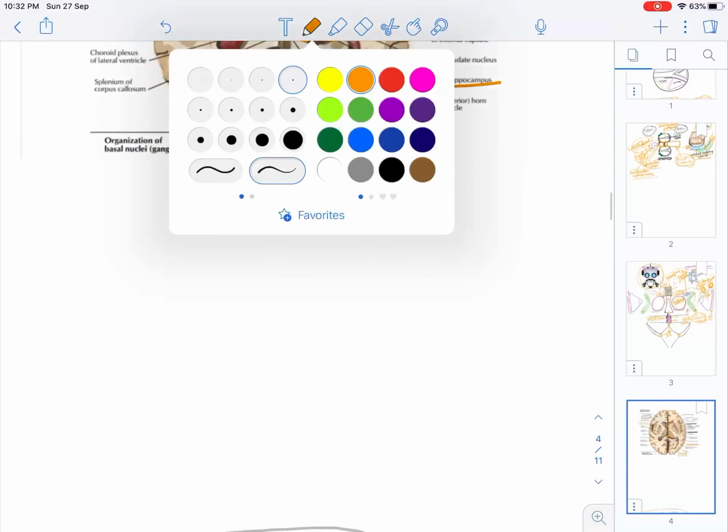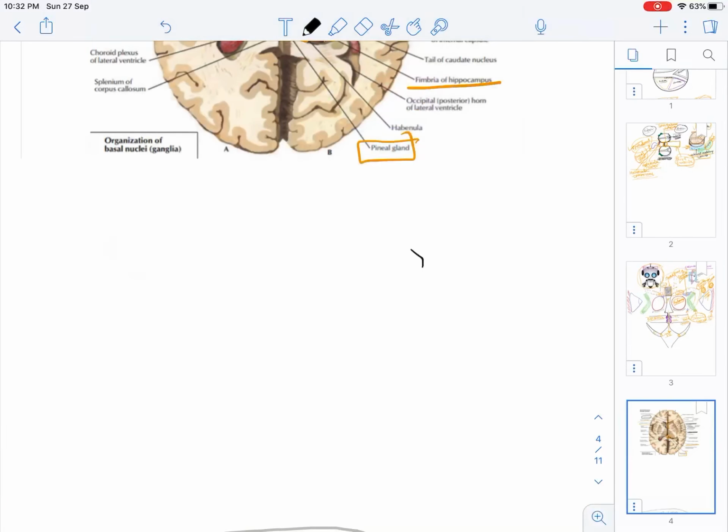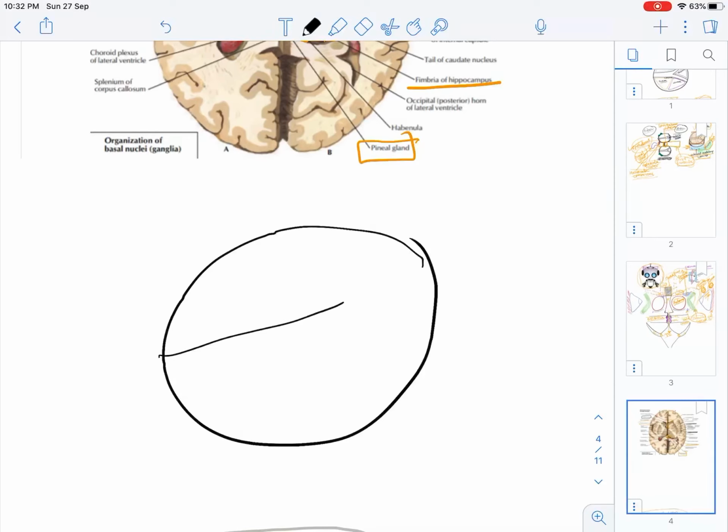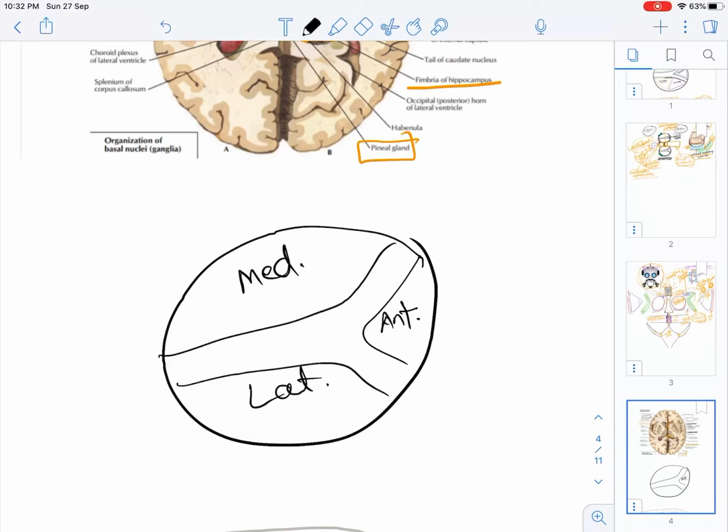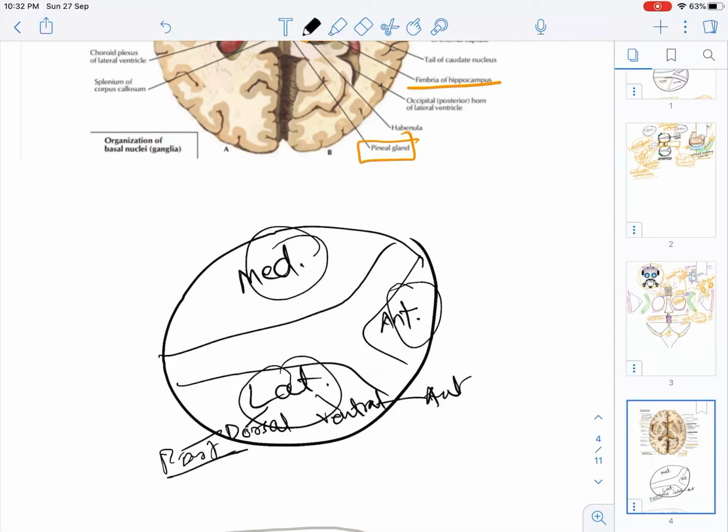There are basically three groups of nuclei in the thalamus. This is how we draw the thalamus. This is the anterior group of nuclei, then the medial group of nuclei, and then the lateral group. This lateral group is further divided into dorsal and ventral. In the previous video I already told you ventral means anterior and dorsal means posterior. So remember this. In these three groups we have divided the thalamus.